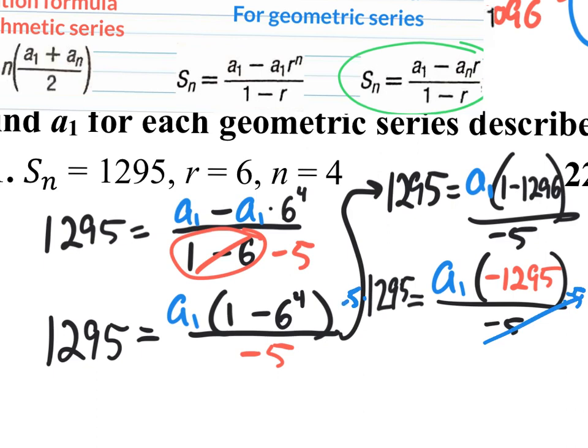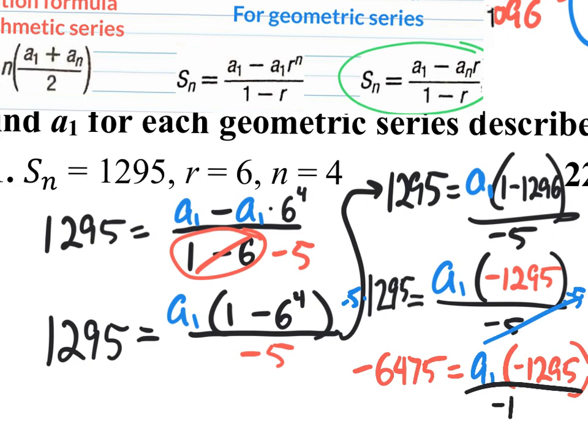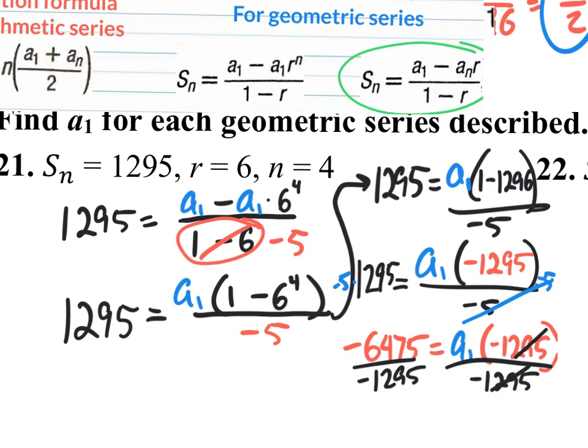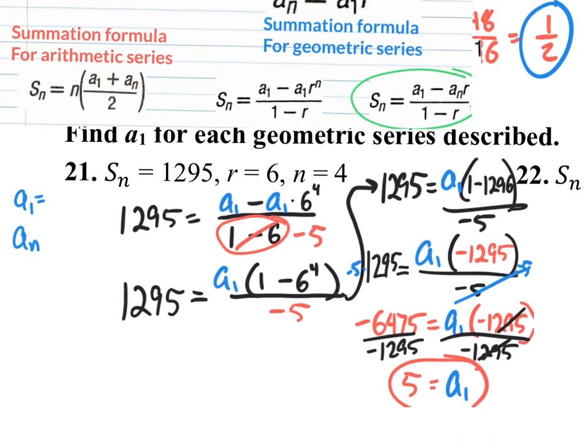So 1,295 divided by negative 5, times negative 5, that gives us negative 6,475 equals the a sub 1 times that negative 1,295. So if you get rid of that negative 1,295 by dividing by negative 1,295, that'll cancel, and we do to one side, you do to the other, which will take you back to positive 5, okay? So a sub 1 equals positive 5. There you go, we did it.